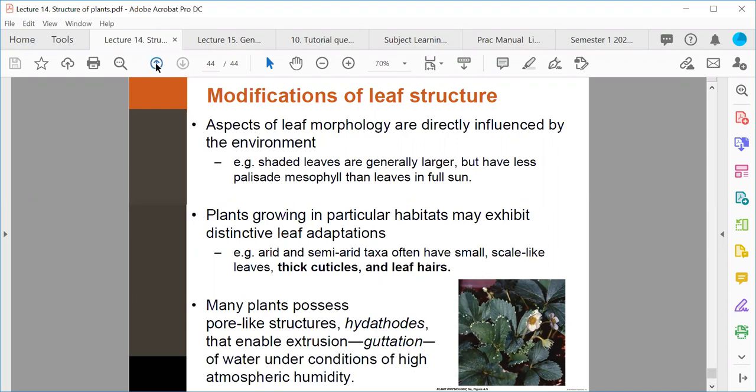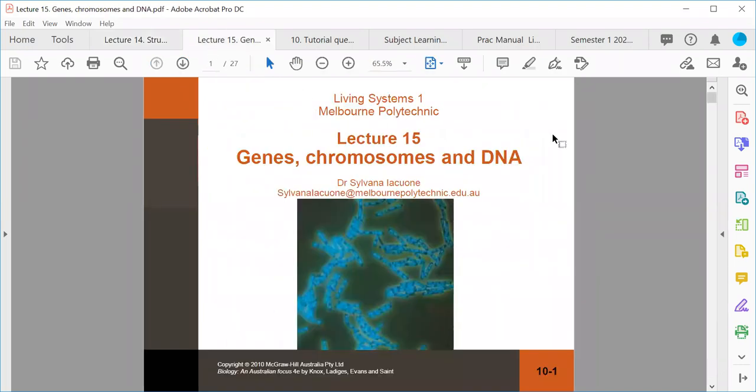So that completes our lecture on plant structure. Hopefully you've gained some insight into general plant anatomy. And now we're going to introduce our next lecture. We're going back now to the topic of DNA. We're going to look at DNA a little bit more closely, and we're going to try to understand basically how information flows. Genetic information flows.